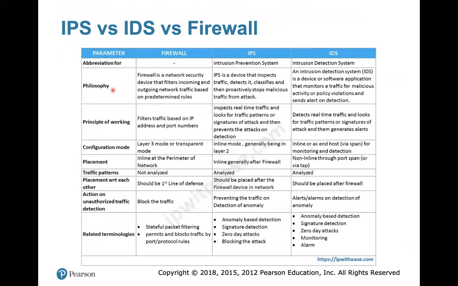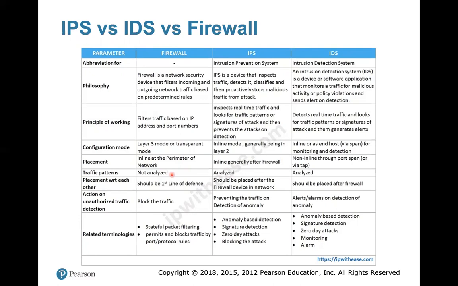Okay, this slide somehow summarizes what I mentioned. It's a table that says the philosophy of a firewall, for example, is the first network security level, and it's going to be placed at the perimeter of our system, of our network, and it filters traffic based on IP address, port numbers, and protocol behavior. A firewall sits in layer 3 of the network. In terms of placement, it's placed at the perimeter.